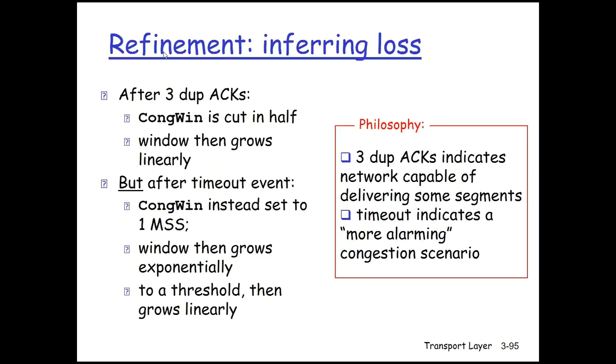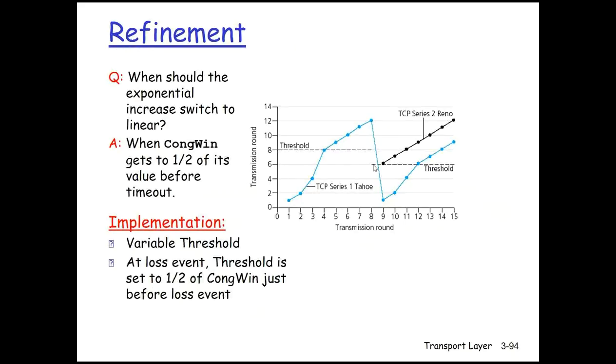So, refinement, inferring loss. How do we determine when we have loss? After three duplicate acknowledgments, the congestion window is cut in half. The window then grows linearly. But after a timeout event, the congestion window instead is set to 1 MSS. The window then grows exponentially to a threshold, and then from there grows linearly. And we saw that back in this diagram here.